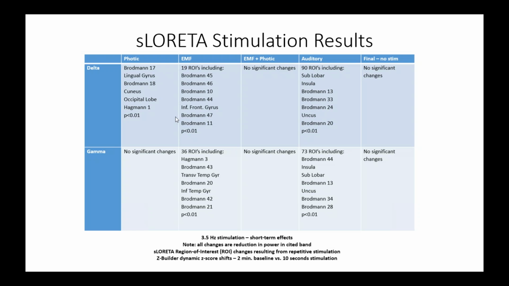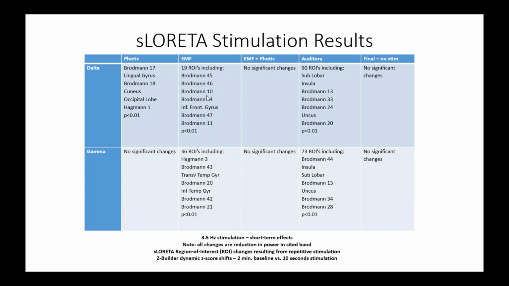When we look at the results of stimulation, these are 3.5 hertz stimulation. We look at the effect of photic, of EMF, of combining EMF and photic, the effect of auditory, and the effect of the afterwards. Is there any lasting effect in the last 2 minutes? What we see is, not surprisingly, in the case of photic at 3.5 hertz, we see a reduction in delta, primarily in Brodmann 17, lingual gyrus, which is occipital, Brodmann 18, cuneus, occipital lobe, and Heschl's gyrus, Brodmann 41, all visual system. The p-value here is less than 0.01.